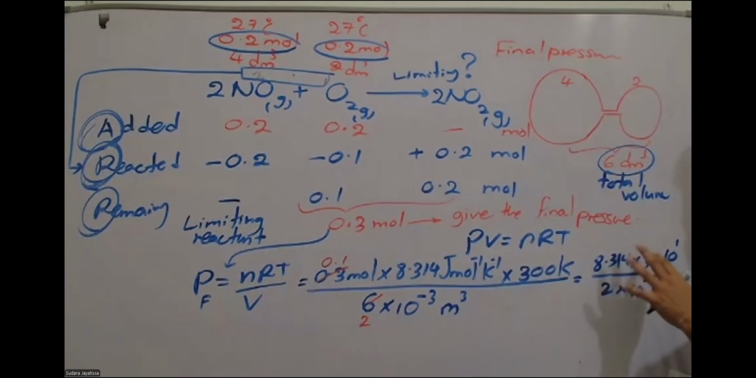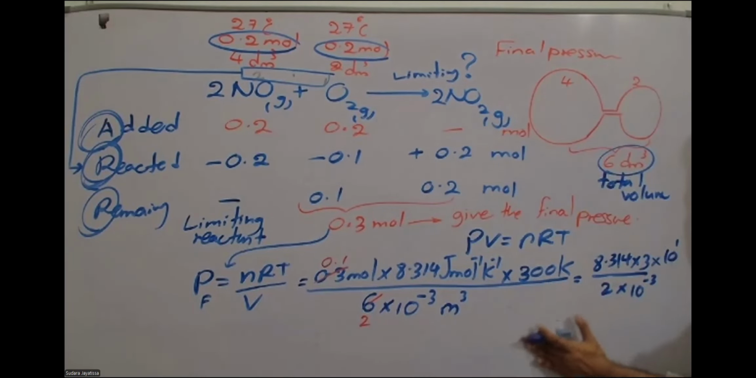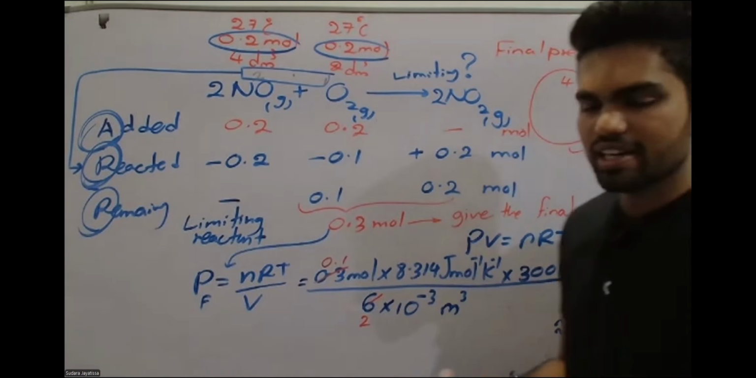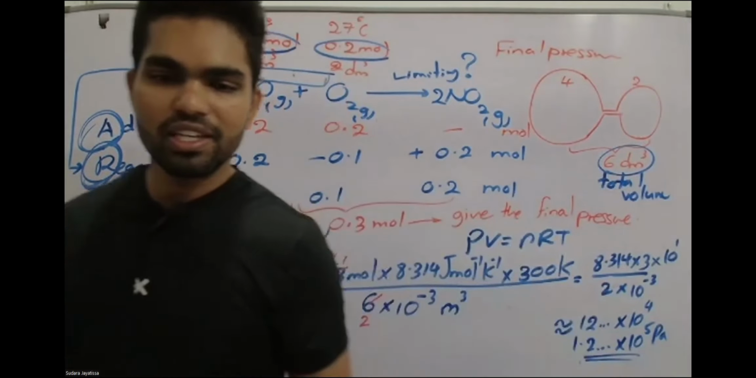So when you simplify this, if you multiply 8 into 3, it is going to give you 24. 24 divided by 2, you will be getting somewhere around 12. So 12 something into 10 to the power 4. That means 1.2 something into 10 to the power 5. So that's how you get the answer. There's only one answer like this.